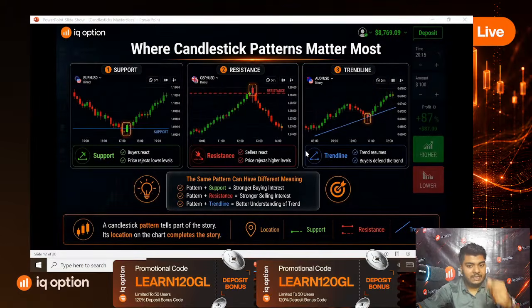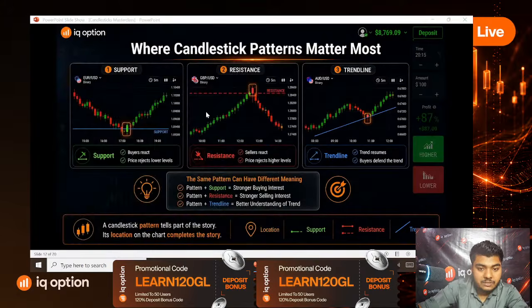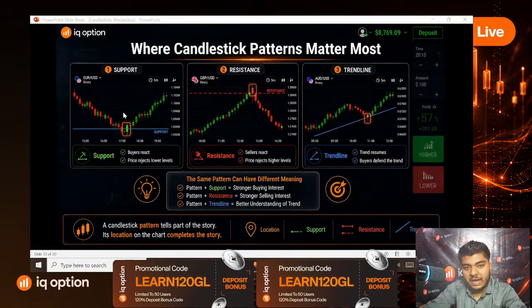Our next topic is about why candlestick patterns matter most. Very important, guys. We have learned how to identify candlestick patterns, but here is one of the biggest lessons in trading. A candlestick pattern becomes more meaningful when it's formed at an important area on the chart. The first chart shows the pattern forming at support. This tells us buyers are reacting at a price level where the market has previously moved higher.